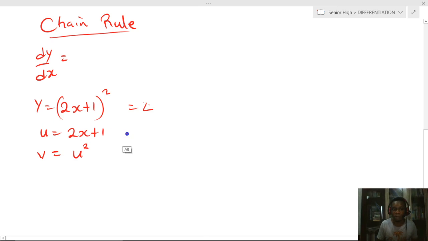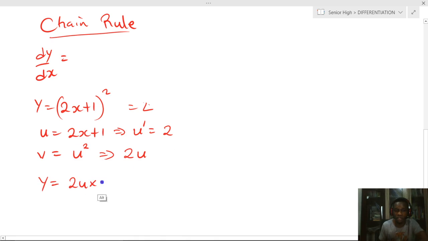Let's differentiate our u. If we differentiate u, u prime, it will give us just 2, right? Because when you take the differentiation of u, we have 2. And then if we differentiate u squared, what do we have? We have 2u, right? Remember how to differentiate: you take the 2 over to this side, subtract 1, so it will be 2u. Then when we multiply these two together, our y is equal to 2u times 2.